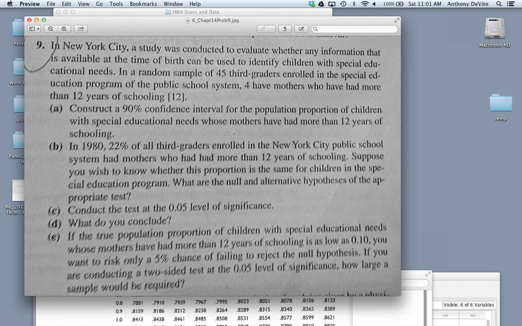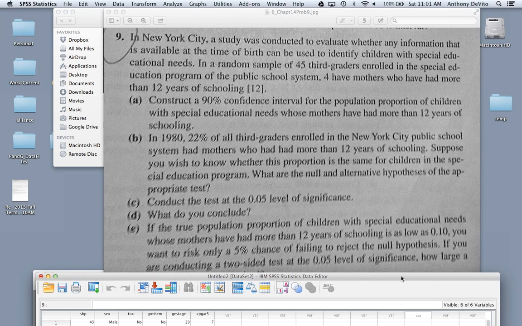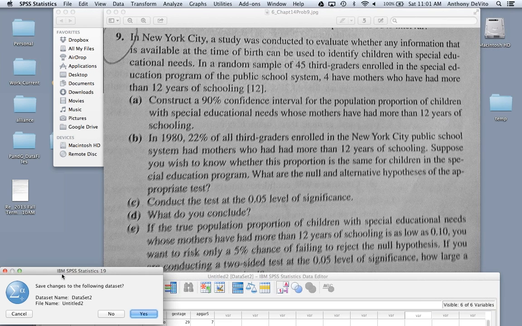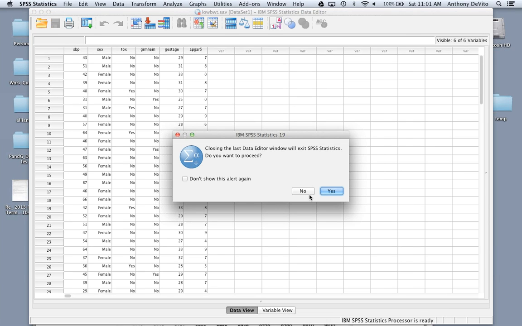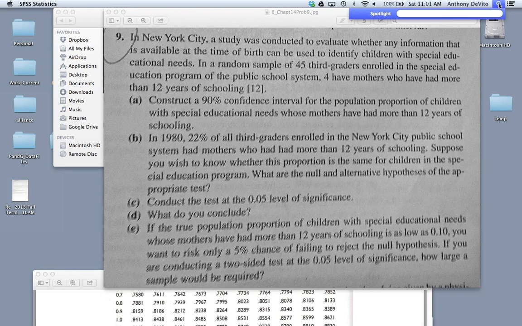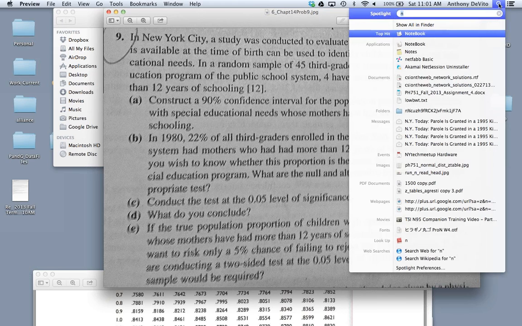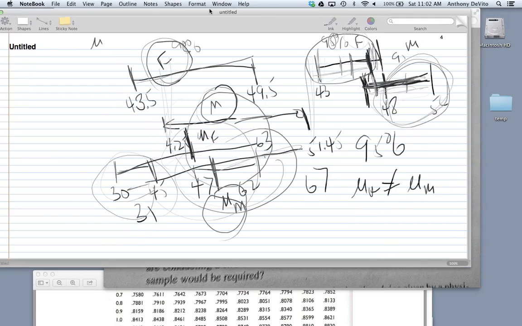Oops. Let's see. Let me see if I can get another piece of paper up here to work with. Let me close this. Oops. Should have said yes. Nope. Let me go back to the notebook. Here we go. Let me get a fresh page.